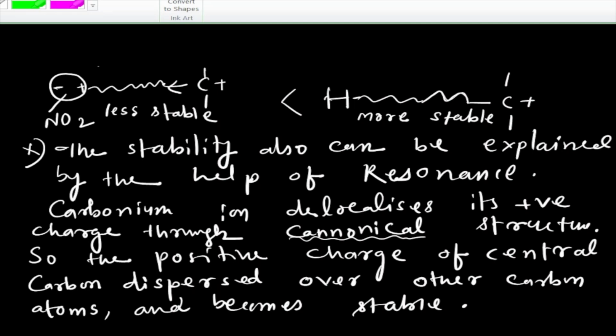Suppose benzene, there are 6 carbon atoms. So the positive charge of the central carbon atom disperses over the other 5 carbon atoms of benzene and becomes stable. That means the more canonical structures form, the more stable. So what is the meaning here in terms of resonance? Carbonium ion delocalizes its positive charge through the canonical structures. If there are more canonical structures, it is more stable.